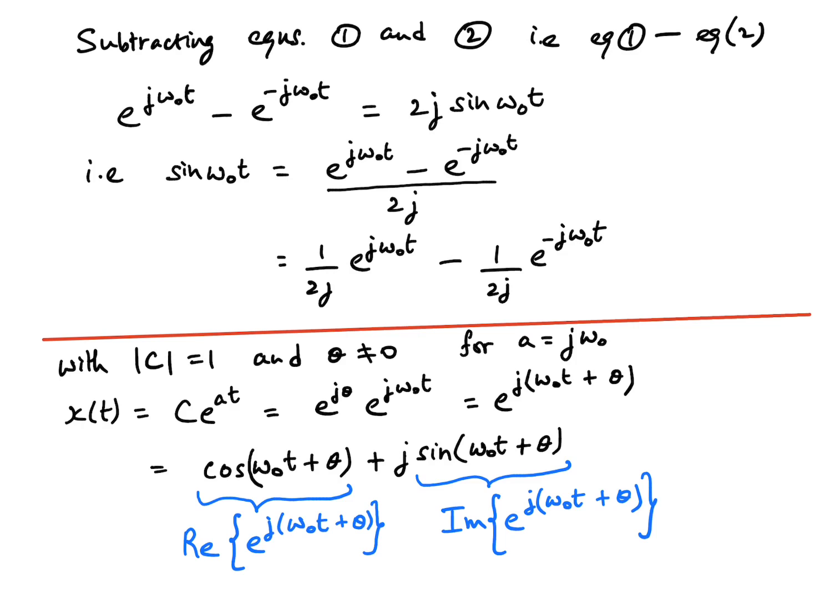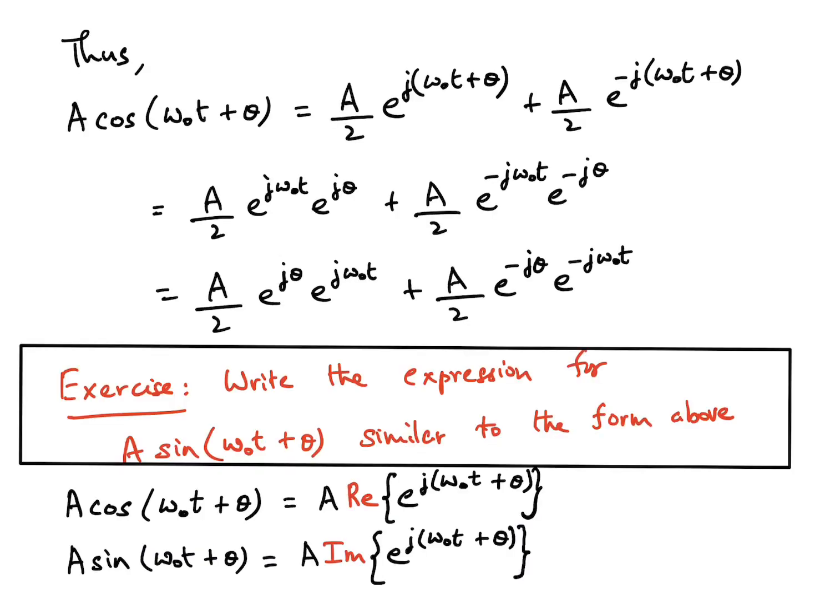So we have seen what a complex exponential looks like, and we have seen how we can represent our real signals, real sinusoids, in terms of the complex exponential. Here we have represented our cosine signal in terms of the complex exponential signal, but here I have included the amplitude as well as the phase shift theta. So the amplitude is A and the phase shift is theta.